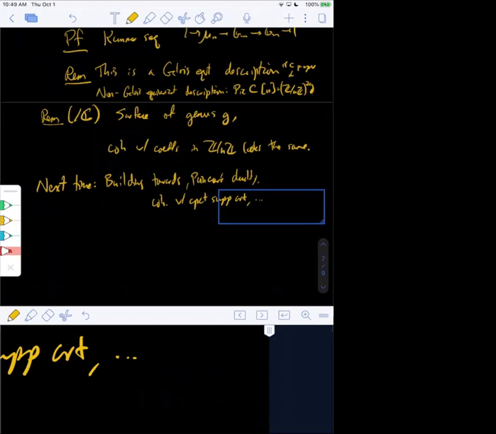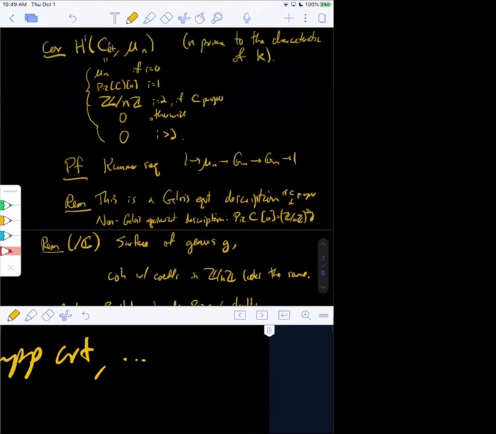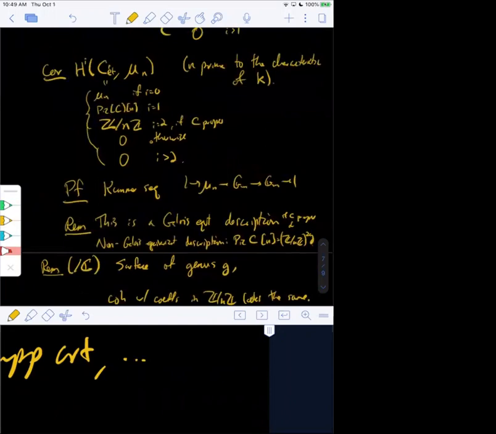I have one question. Go ahead, Peter. Can you scroll up a little bit? In the cohomology of curves, for degree i equals 0 you write mu n, but for i equals 2 you write Z mod nZ instead of mu n. Is there a difference between them?